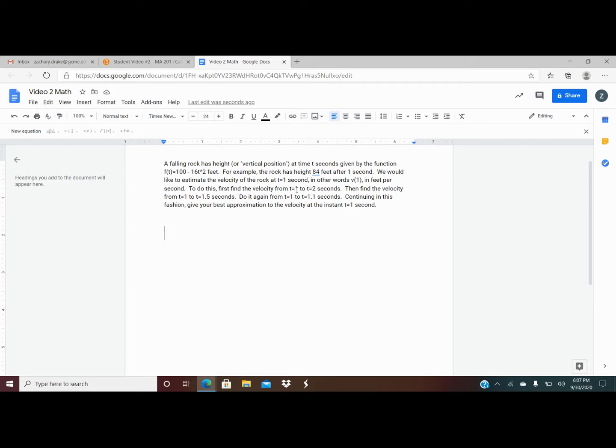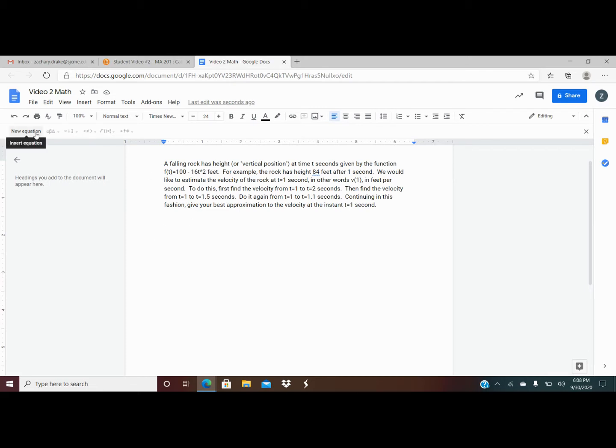To do this, first find the velocity from t equals 1 to t equals 2 seconds. Then find the velocity from t equals 1 to t equals 1.5 seconds. Do it again from 1 to 1.1 seconds. Continue in this fashion, and give your best approximation to the velocity at t equals 1 second.